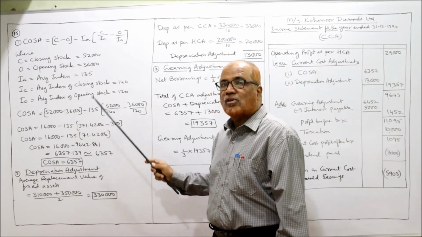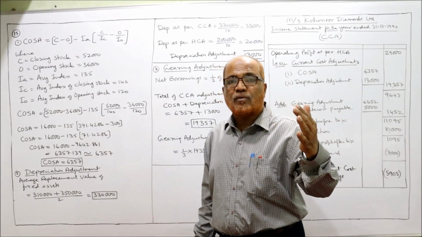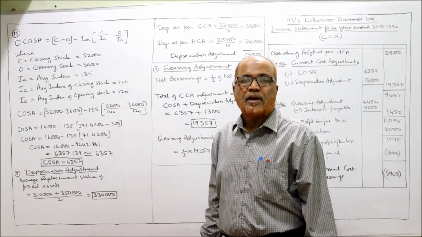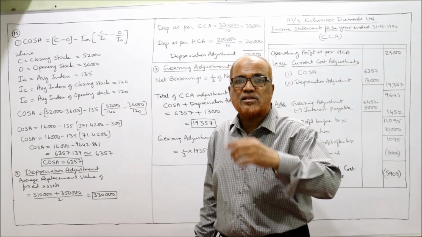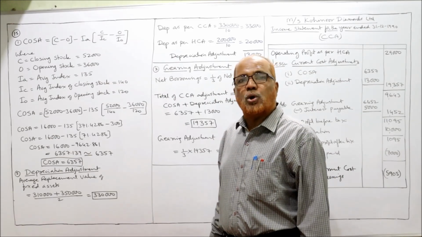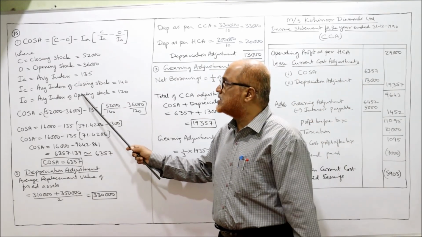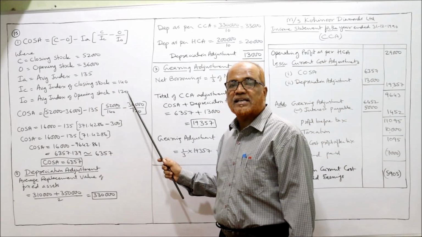IO, average index of opening stock. The opening stock we have taken October to December 1989. Last year's closing stock, current year's opening stock. So opening stock we take 1989. 1989 October to December opening stock. That is the index 120.